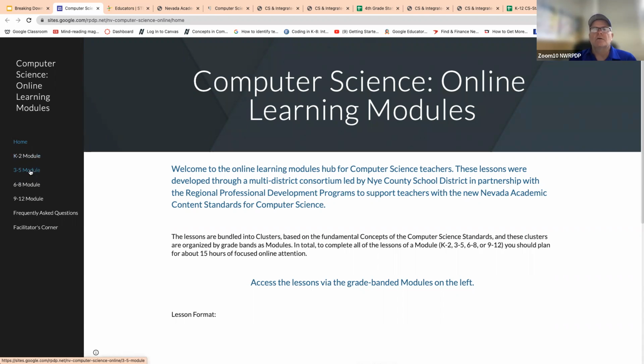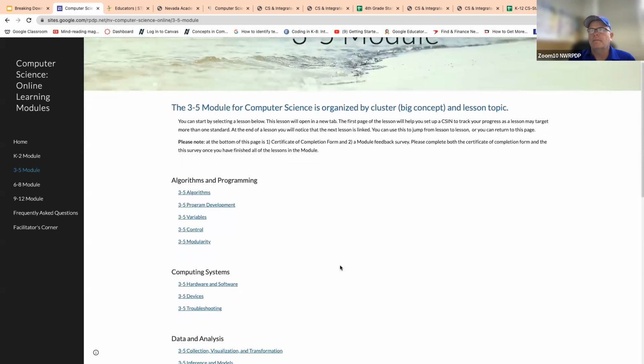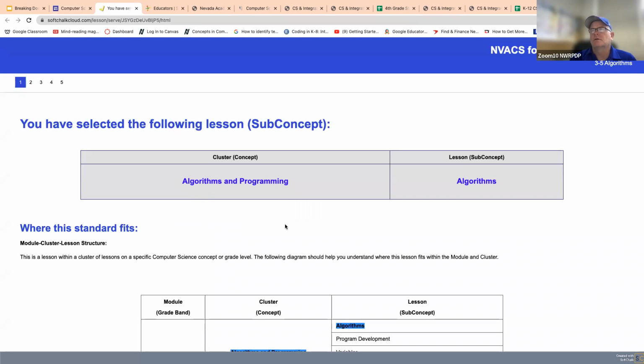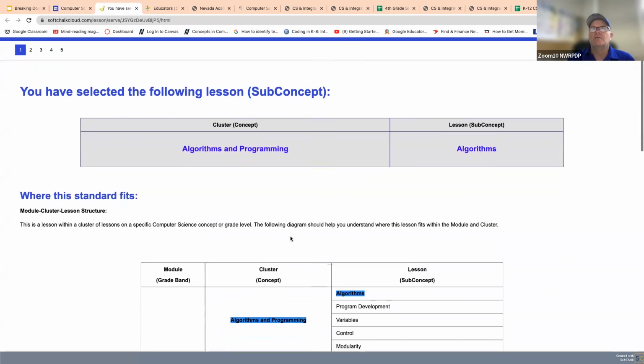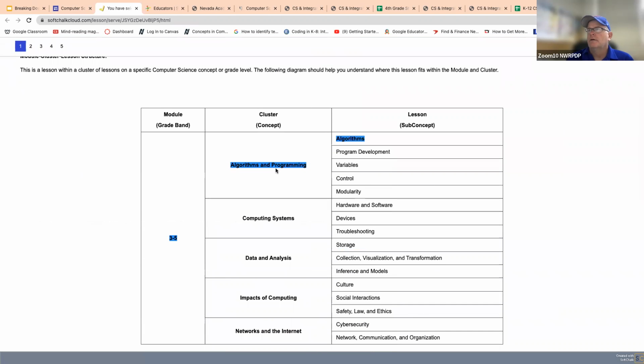So let's go with 3.5. You're a 3.5 teacher and you want to learn more about the standards. These modules are all set up the same way. In algorithms and programming, it goes through the different subconcepts. So if I want to learn about algorithms, we have a module here, and it's all set up exactly the same way in every one. We tried to make it the same. So you have 5 pages. Here it is, algorithms and programming. You're going to learn about algorithms.